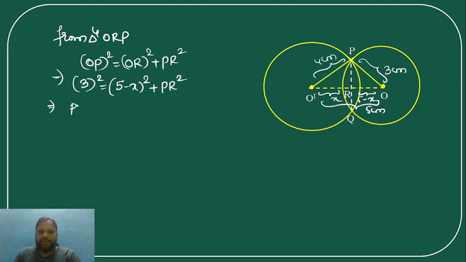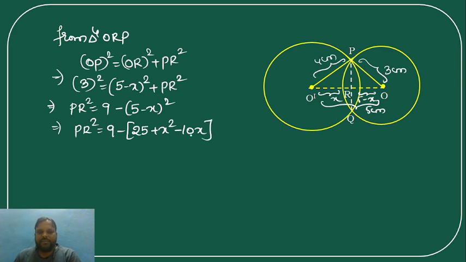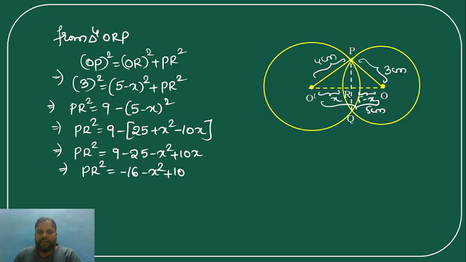So from here, PR square is equal to 9, and this complete goes to that side, that means minus of 5 minus X whole square. So PR square is equal to 9 minus of (a minus b) whole square formula, 25 plus X square minus 10X. a square plus b square minus 2ab. So from here PR square is equal to 9 minus 25 minus X square plus 10X. So this becomes PR square is equal to 9 minus 25 is minus 16, minus X square plus 10X. Let us name this as equation 2.